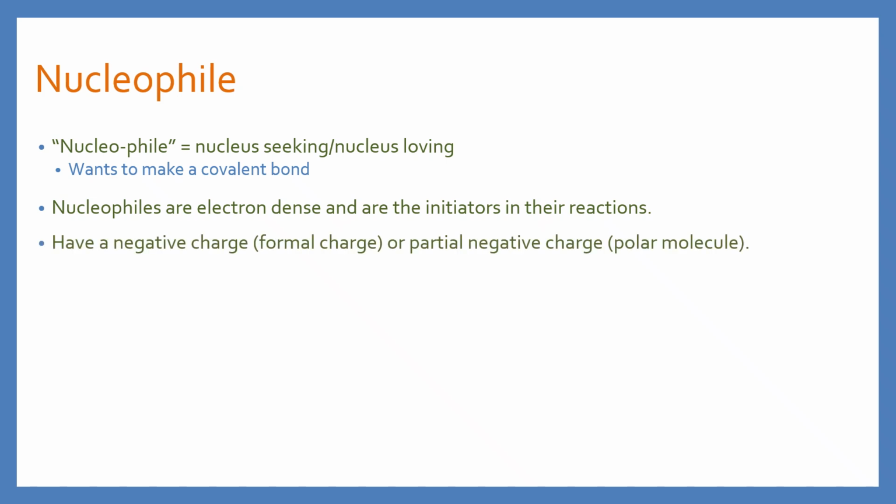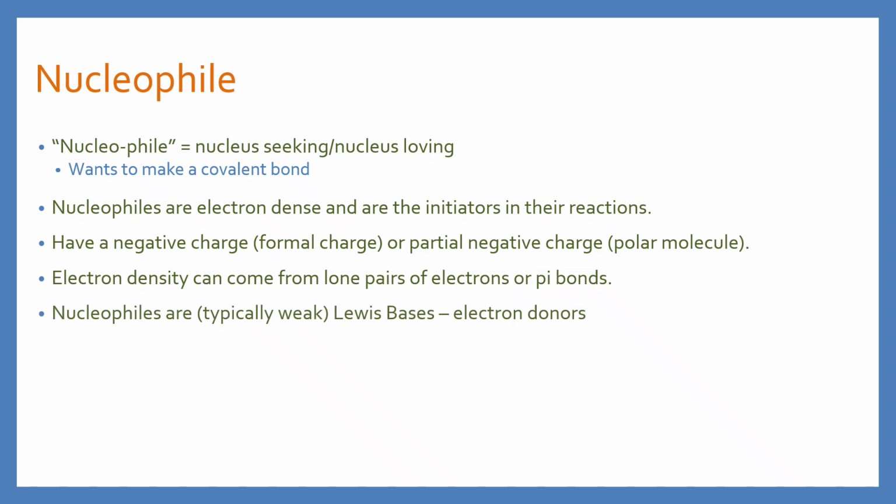They have a negative charge as an actual formal charge, or they may have a partial negative charge as a result of being a polar molecule or having a polar bond. The electron density can come from lone pairs of electrons or pi bonds. Nucleophiles are typically weak Lewis bases. That makes them electron donors.